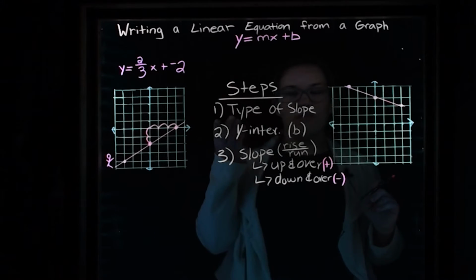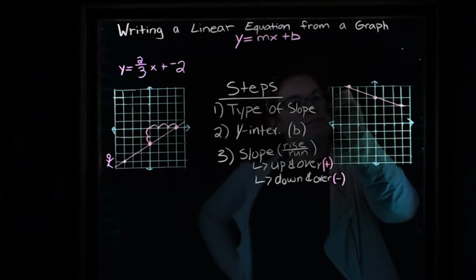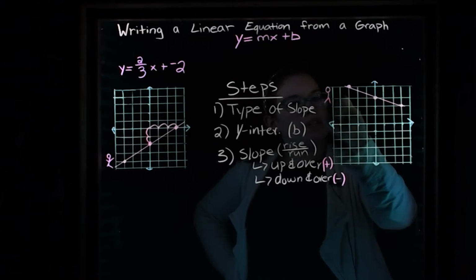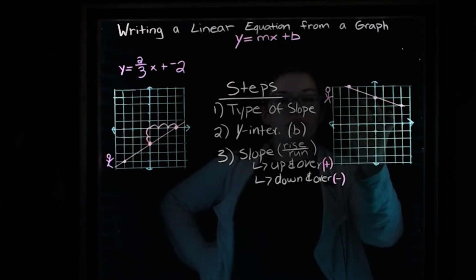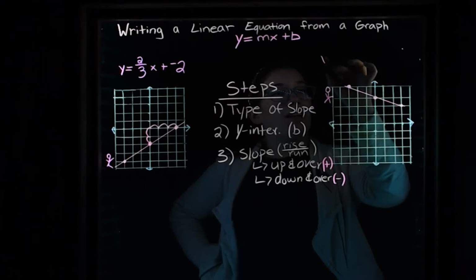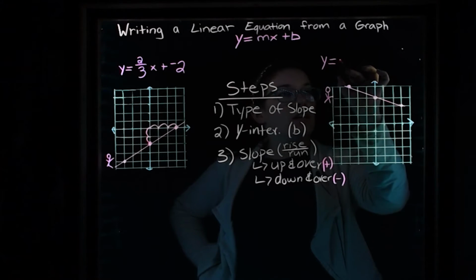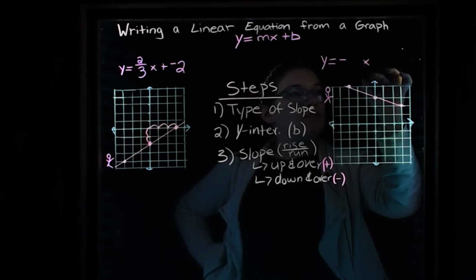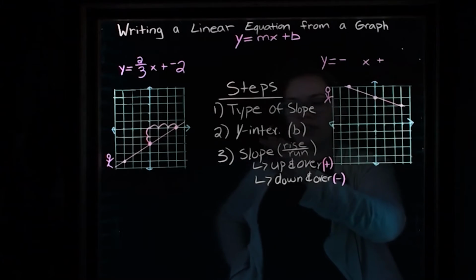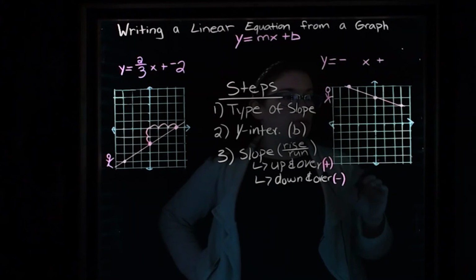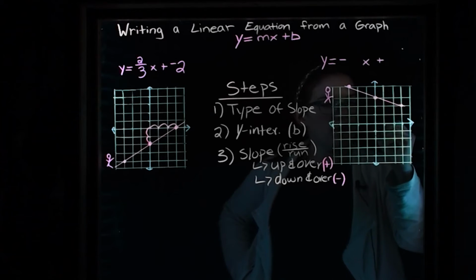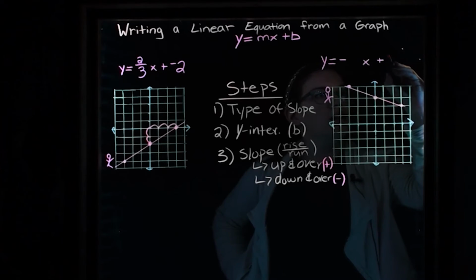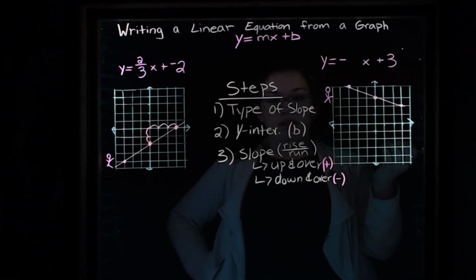My first step, find the type of slope. Let's see. I've got my person walking, walking, walking. When they hit the line, in order to keep going to the right, this person has to go down a slide. So I'm going to write in a negative right away so I don't forget. Negative something x plus blank. Step 2, find your y-intercept. Where does it hit on the y-axis? It's all the way up here. Let me count. 1, 2, 3. So I'm going to go ahead and write a 3.